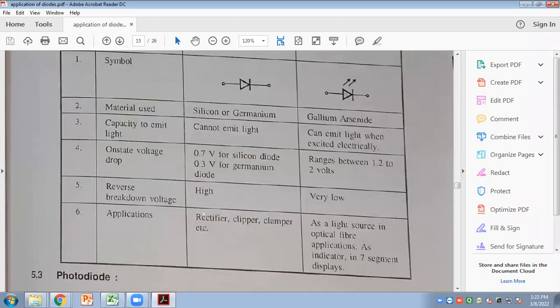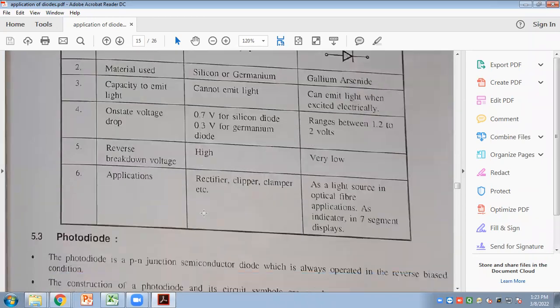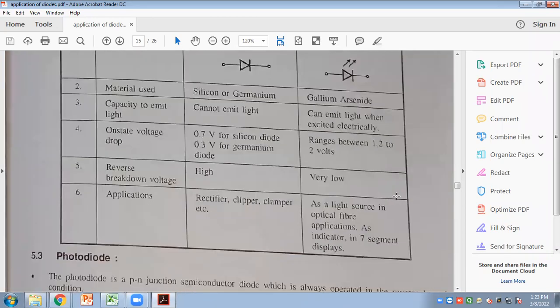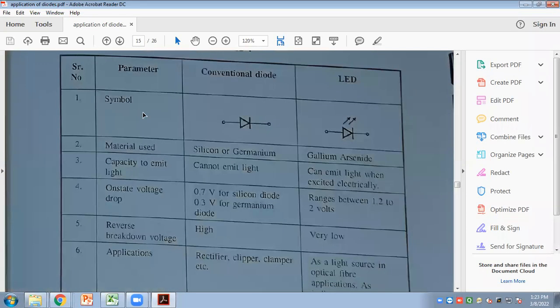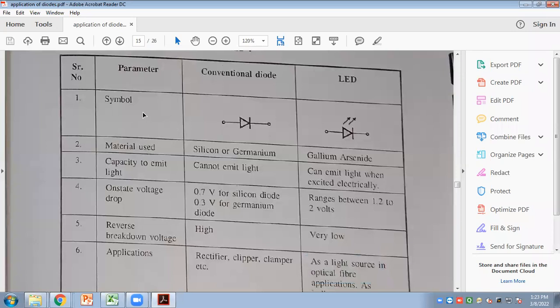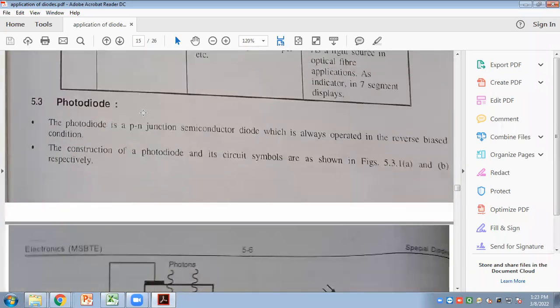Normally the applications of conventional diodes are rectifier, clipper, clamper, and applications of light emitting diodes are optical source applications, optical fiber, indicator, then 7 segment display. So this is an important point for 2 or 4 marks. They will ask in the MSBTE exam as well as unit test exam. For a 4 marks question, you have to define the different parameters, and according to the parameters differentiate between conventional PN junction diode and light emitting diode.